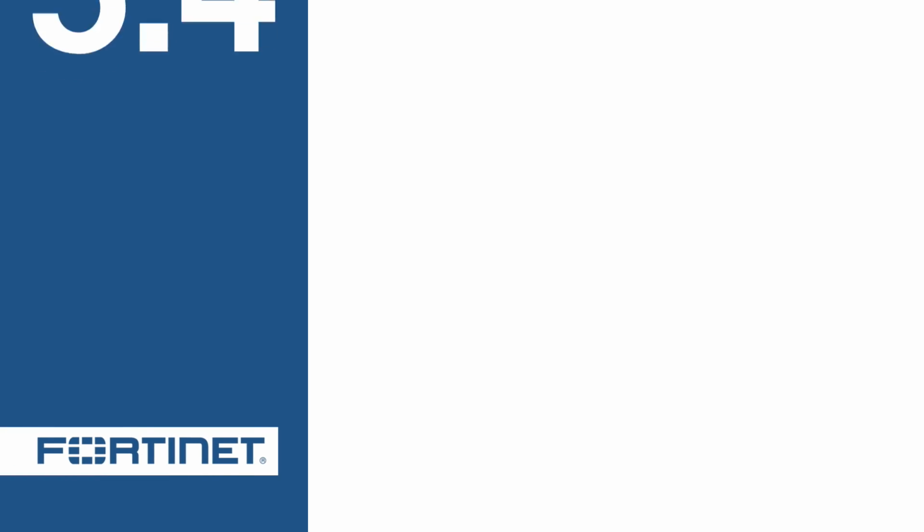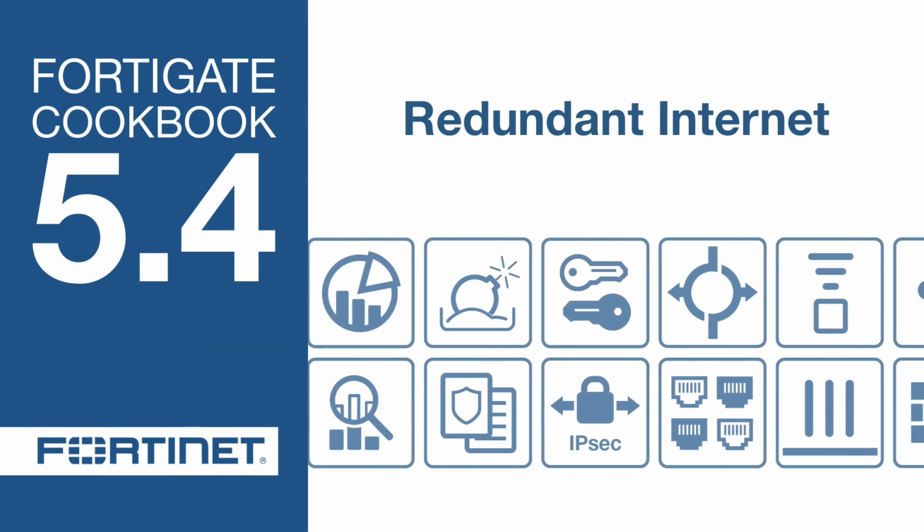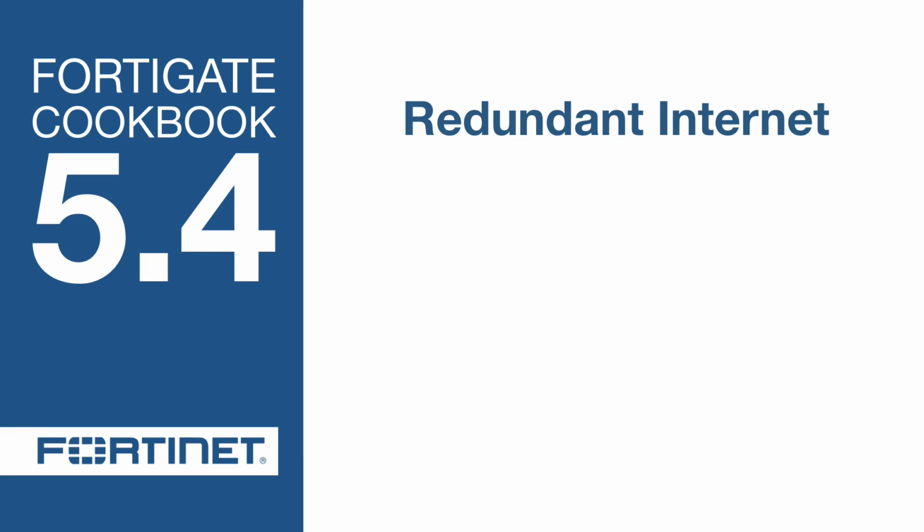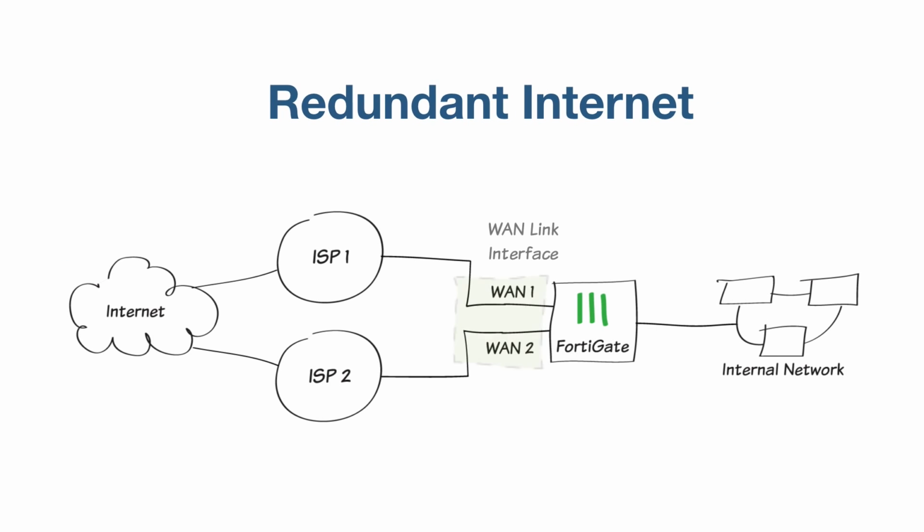In this video, you will learn how to configure redundant internet connections with failover. First, you'll create a WAN link interface that provides your FortiGate unit with redundant internet connections from two internet service providers, or ISPs. The WAN link interface combines these two connections into a single interface.